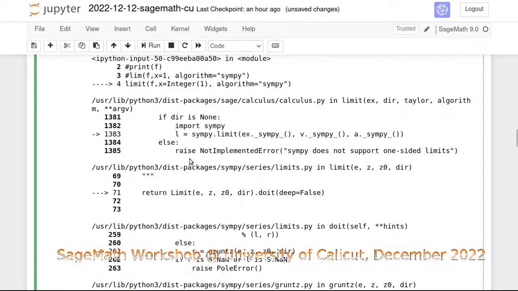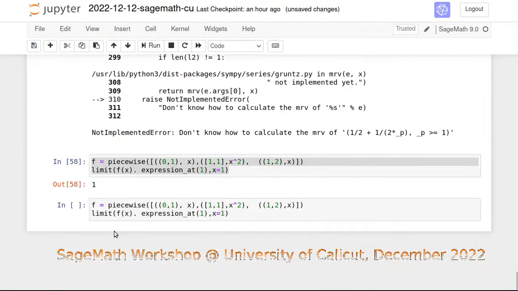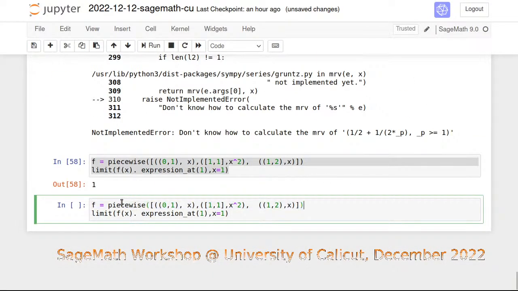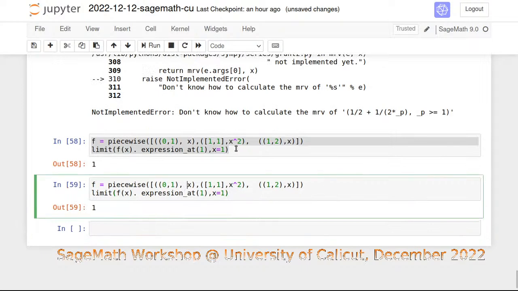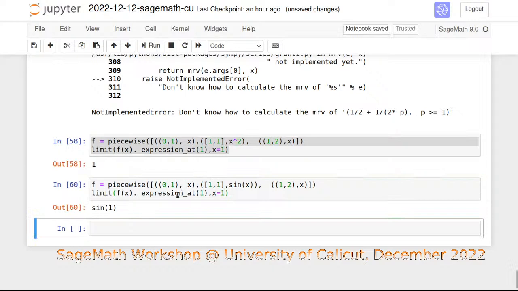Now let us try to evaluate the limit at this point. So here we wanted to evaluate the limit at x equal to 1 once again. That's coming to be 1. Now let us suppose that we take 0, 1 to be x and at 1, 1 to be sin x. We are getting this to be equal to 1. Is it correct? Limit of f(x) at x equal to 1, what is that?